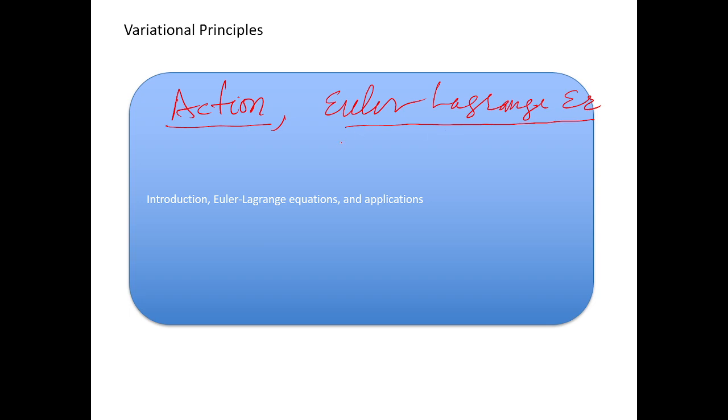So, in this lecture, we will learn what the variational principle is and where we can use it. In fact, in the variational principle, we have two things. One is called action, and the other is the Euler-Lagrange equation. So the variational principle is basically connected with these two concepts: Euler-Lagrange equation and applications.